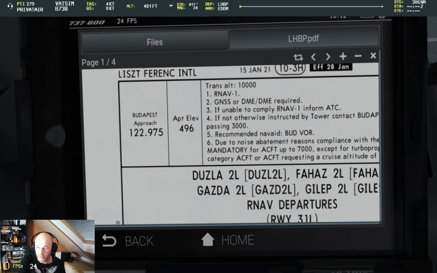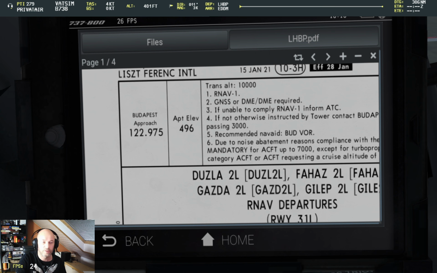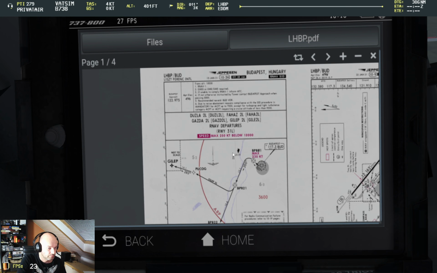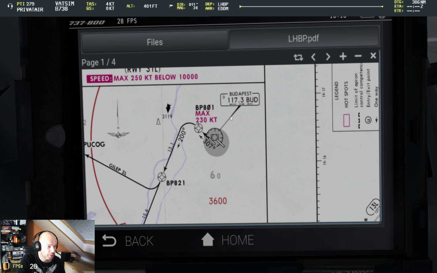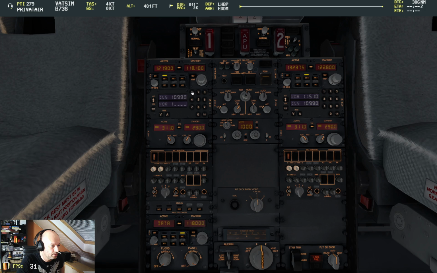Is it the same here in VATSIM? Let's have a look. There we go. Budapest approach 122.907. Yes, so we can use the published frequency as well on VATSIM in this case tonight, because the controller with that frequency is active. Nav setting, we can set the Budapest VOR, which is at the field, 117.3. 117.3. There we go.